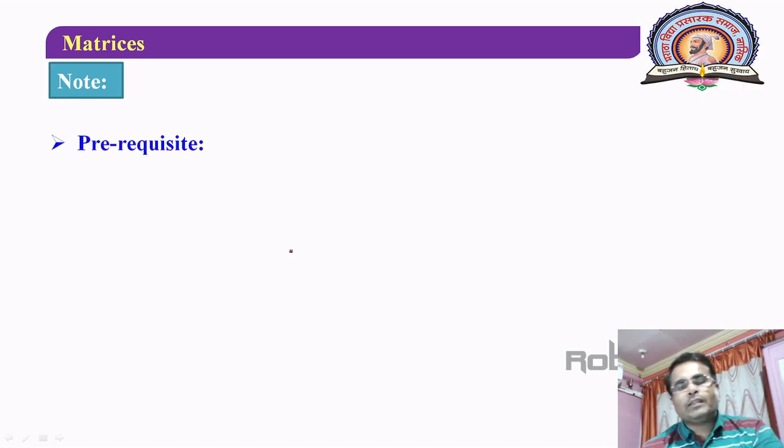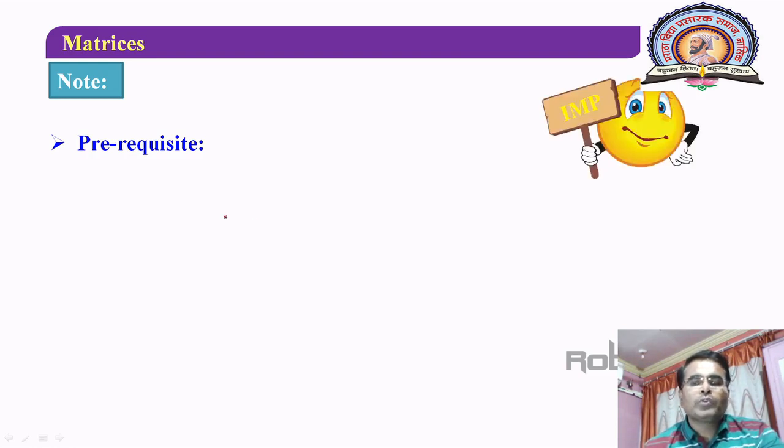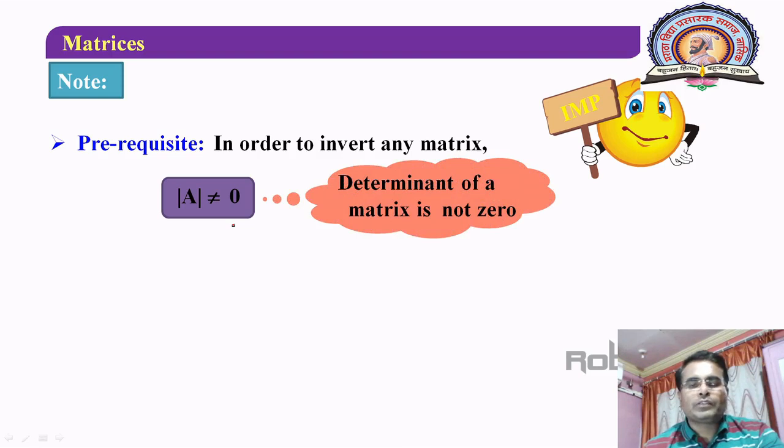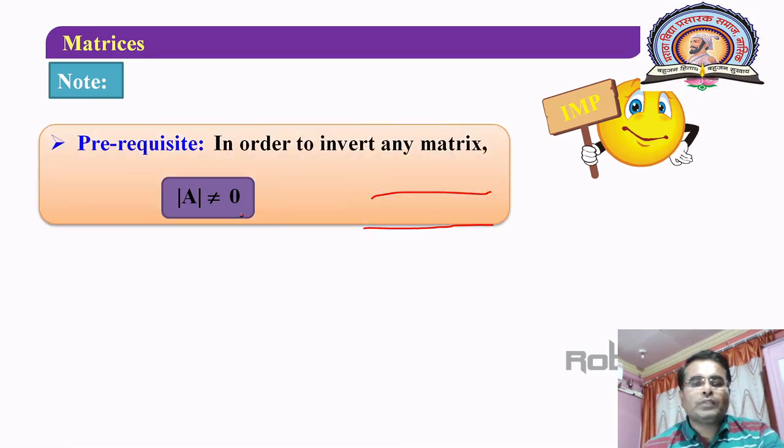Now, while considering inverse of a matrix, we must know some important things about matrices. That is, we must know some preliminary knowledge about matrix inverse, and it is a very important concept about existence of inverse. In order to invert any matrix, its determinant should not be 0, that is, it must be a non-singular matrix. So the determinant of a matrix is not expected to be 0. Determinant non-zero is what we call a non-singular matrix. So that is your first condition.